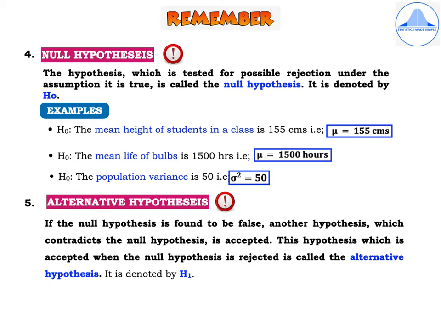So H0 is the statement which is true and it is tested for possible rejection. But if we reject H0 because the sample value doesn't match with the hypothesis, then we have what is called the alternative hypothesis. So the alternative hypothesis comes into the picture only when we reject H0. When we reject H0, we have to accept another hypothesis, and that hypothesis is called the alternative hypothesis.